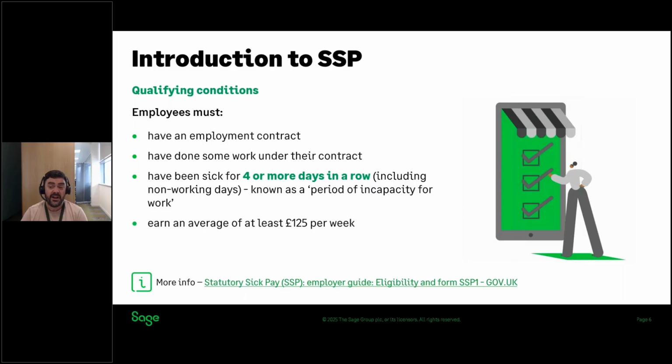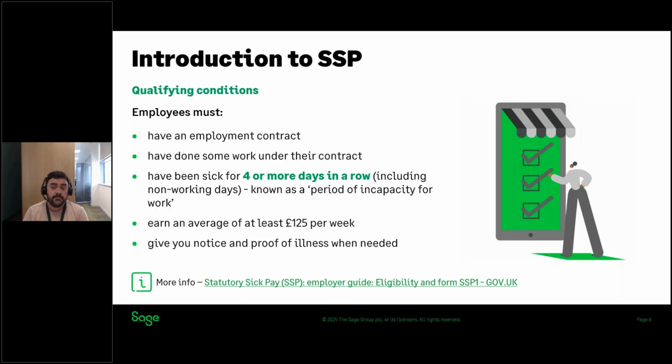They also need to earn an average of at least £125 per week, and that average is taken in the period leading up to the first day of sickness. So either the 8-week set period, if they've worked for more than 8 weeks, or for any periods that they have worked up to the start of their absence.